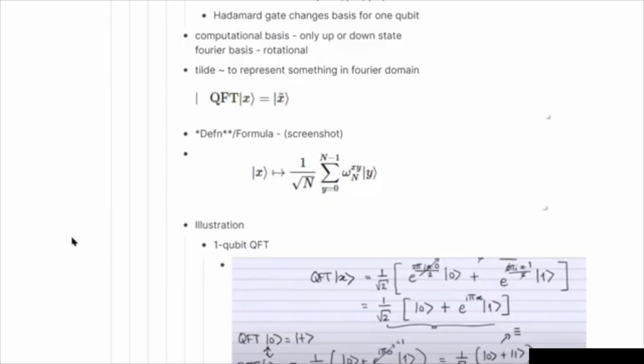Bear with me. There's a lot of mathematics here, but this is just the definition, and its intuition would be more clear later. So 1 over root N, the summation of e power 2 pi i x y over 2 power n, into the state y. This will obviously be clearer with an example.